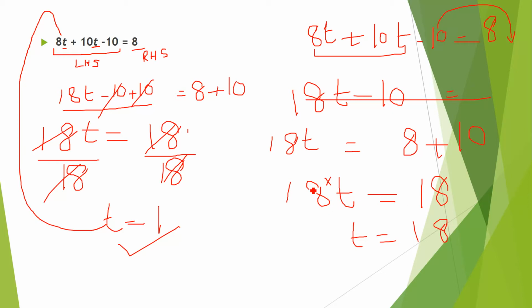So on the other side there is division. So 18 divided by 18. These will cancel out. T is equal to 1. Same answer. Whatever method you use, the answer should be the same.